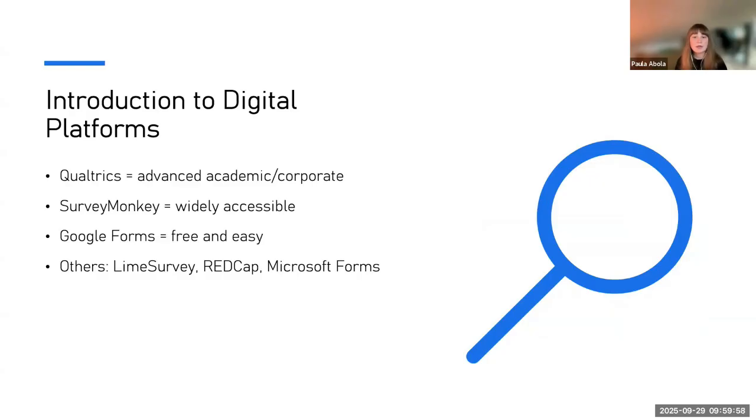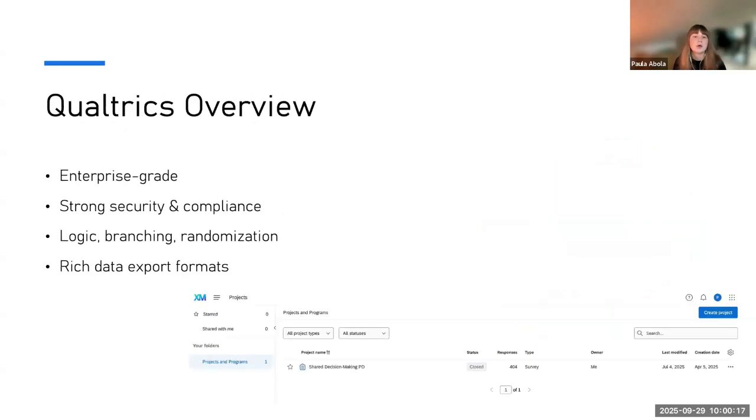Now we can zoom into the most common tools that you will most likely use. I have most experience with Qualtrics and Google Forms, so I will show you these. We will not only look at what they offer, but also see how to actually use them. So here's an overview of Qualtrics. It is the gold standard in academia and industry. And here you can see how the dashboard of Qualtrics looks.